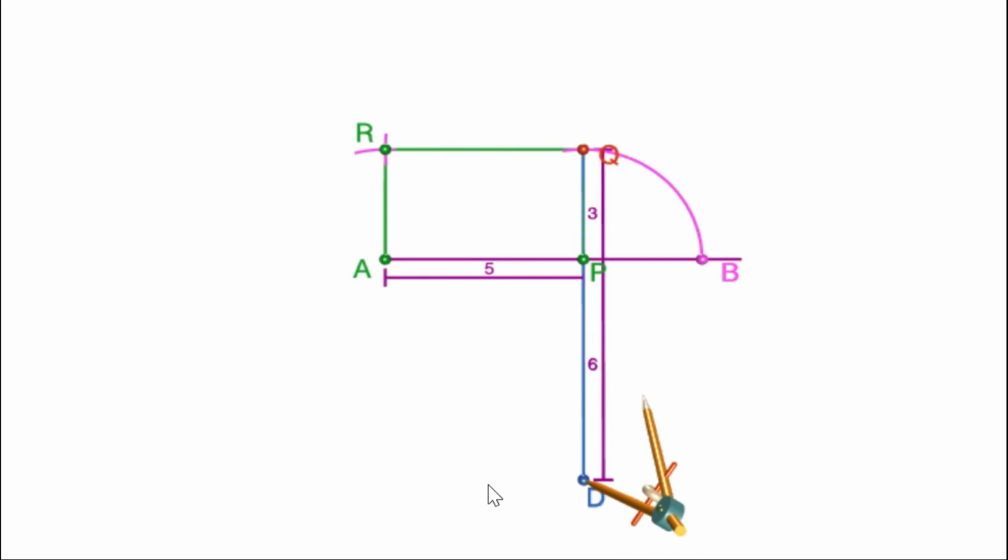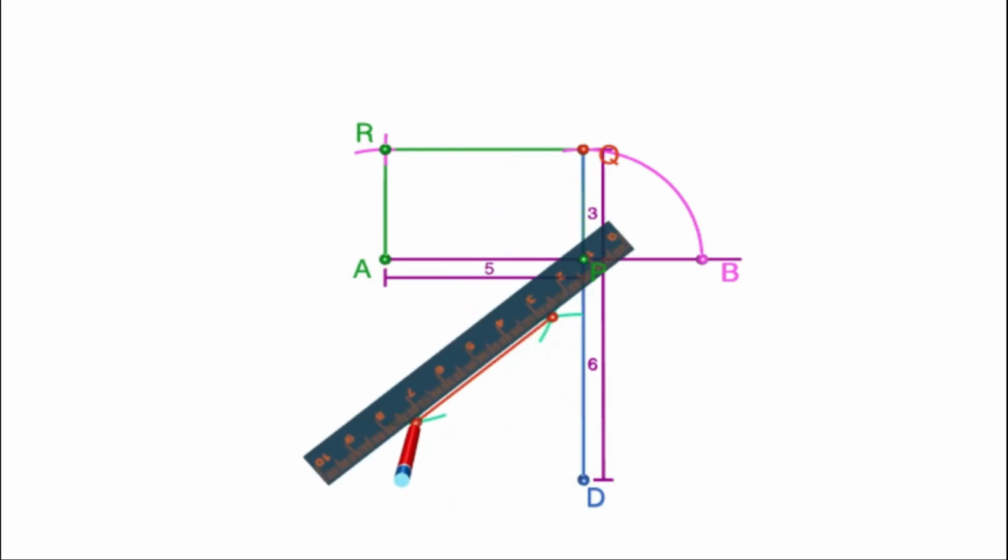Now to draw the circumcircle, we need the perpendicular bisectors of any two sides. Let me draw the perpendicular bisectors of AD and BD. To draw the perpendicular bisector of AD, put the compass at D and draw arcs on both sides. Taking the same radius, put the compass at A and draw arcs on both sides. Mark the points of intersection, join them. This line is the perpendicular bisector of AD.